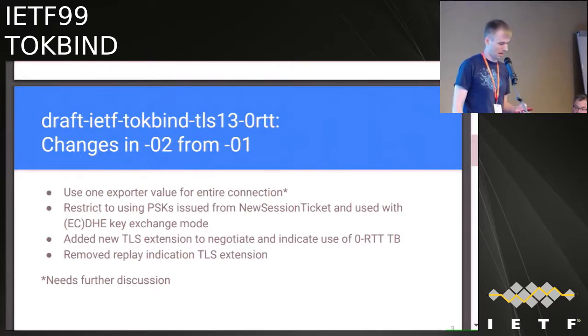and then there's now a TLS extension to negotiate and indicate use of zero RTT token binding. So this is to make it very explicit when we're doing zero RTT token binding versus doing normal token binding. And in an older draft, there was a replay indication extension that's been removed.